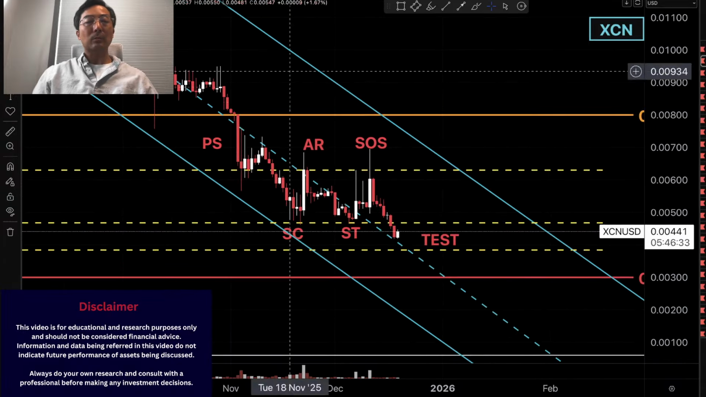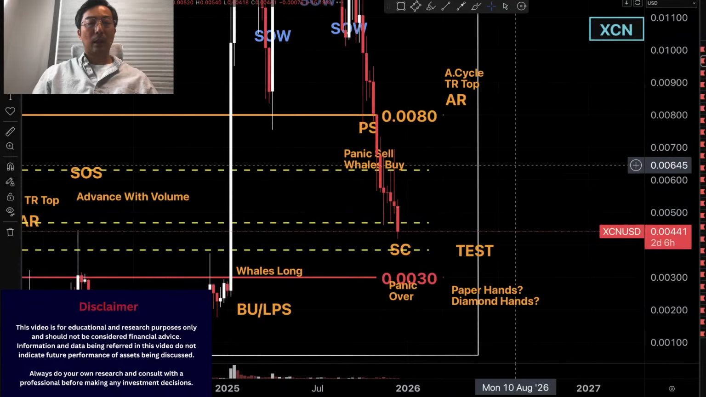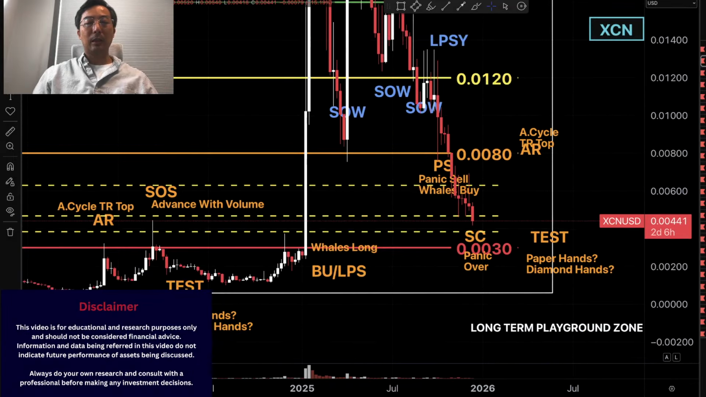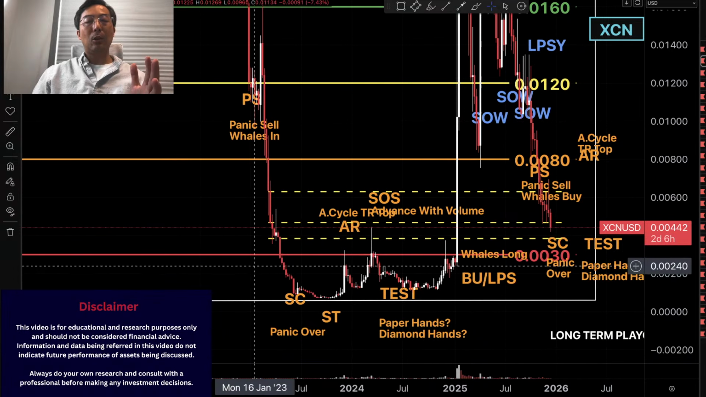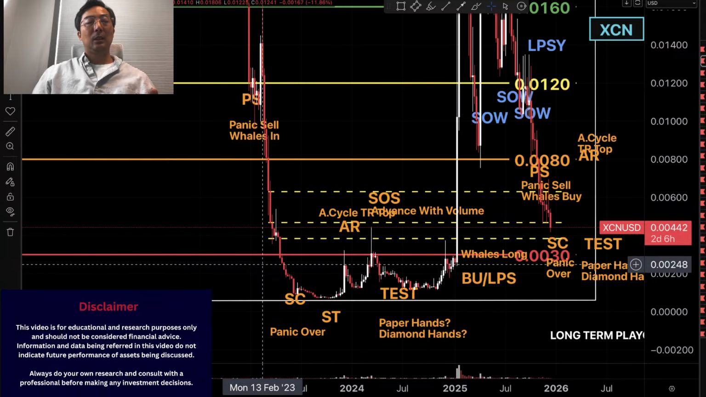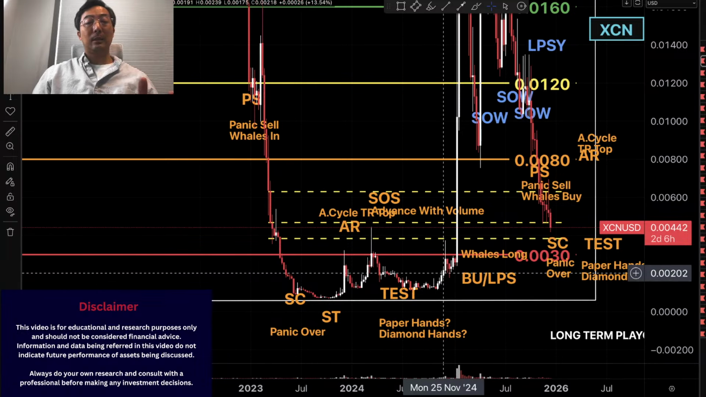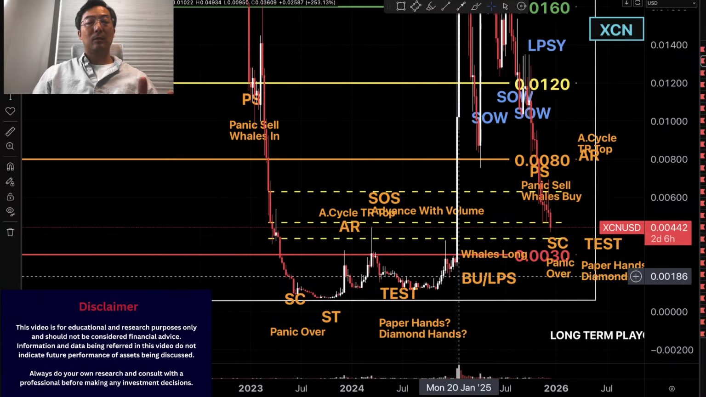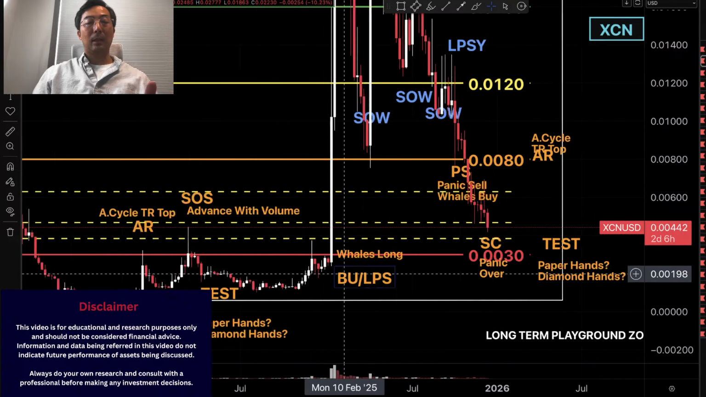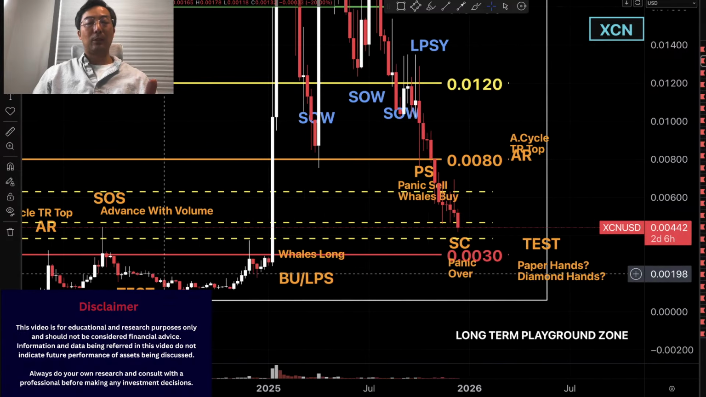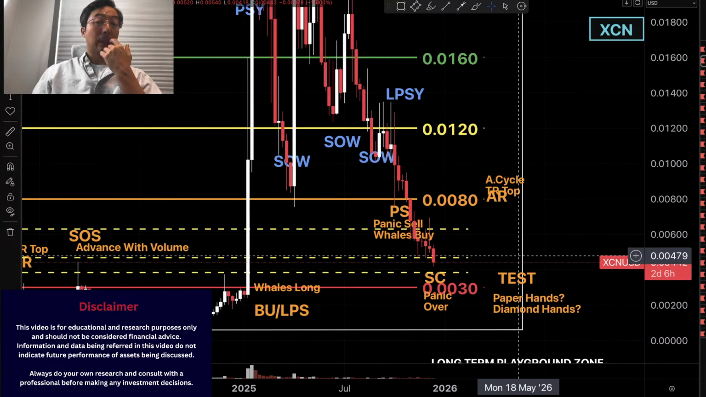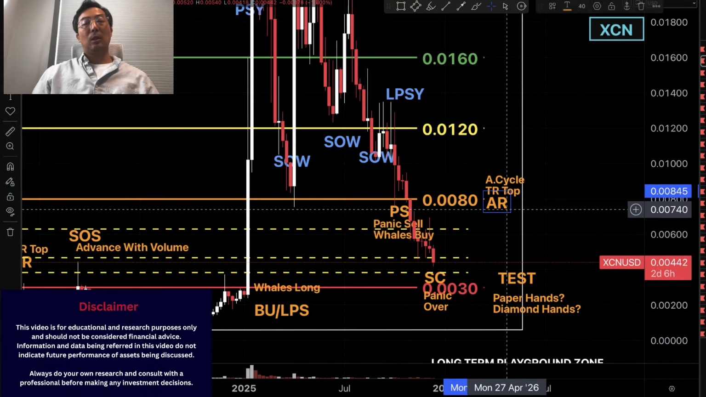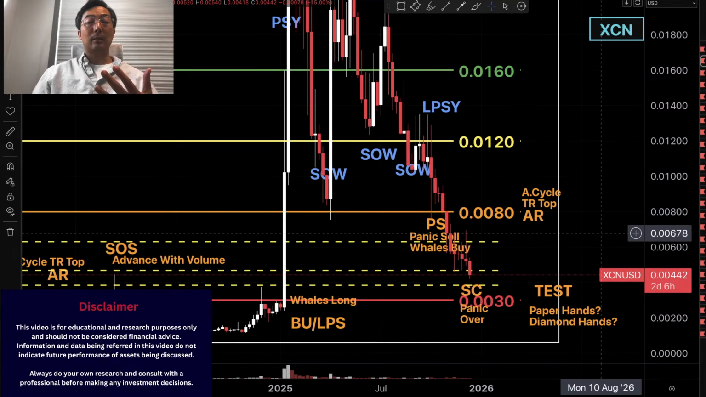So that's for XCN, still early accumulation, but however, it doesn't always need to be very long. For the case of XCN, it was almost 2 years for the last mega accumulation. Sometimes it lasts only for a couple of weeks. It depends on where the capital wants to play next.